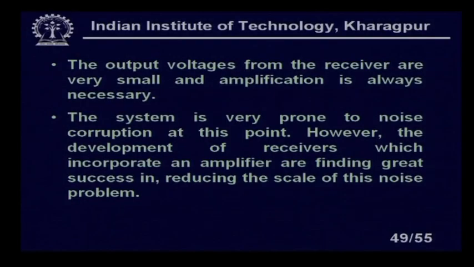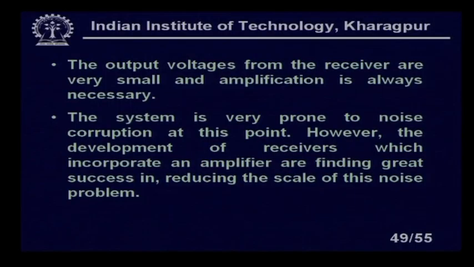The system is very prone to noise corruption. Even though I am saying that it is not corrupted by any interfering or electrical noise, noise will come at the transmitting and receiving ends, because there the optical signal is converted to an electrical signal again. So noise sources will be introduced there, even though fiber optic cables may run alongside many crisscrossing electrical cables. Any spikes in the electrical cables do not affect the information being transmitted in the fiber optic cable. The system is prone to noise corruption at this point. However, the development of receivers which incorporate amplifiers is finding great success in reducing the scale of this noise problem.